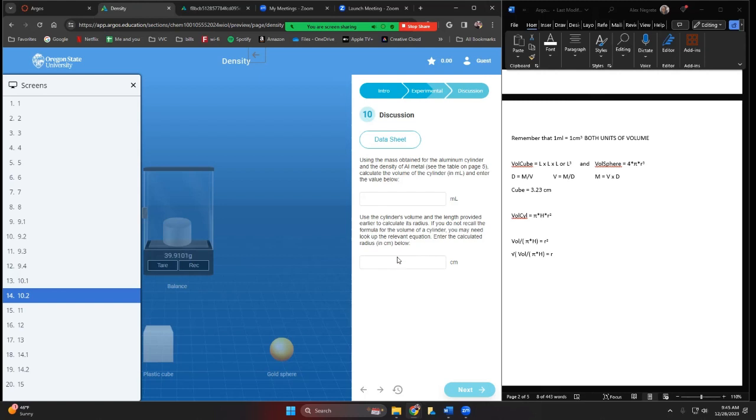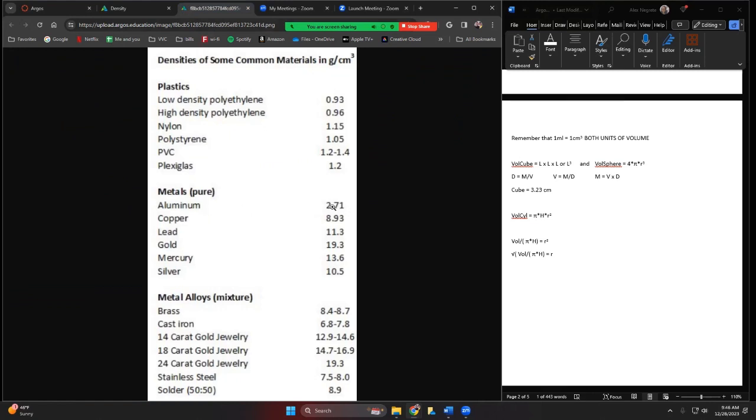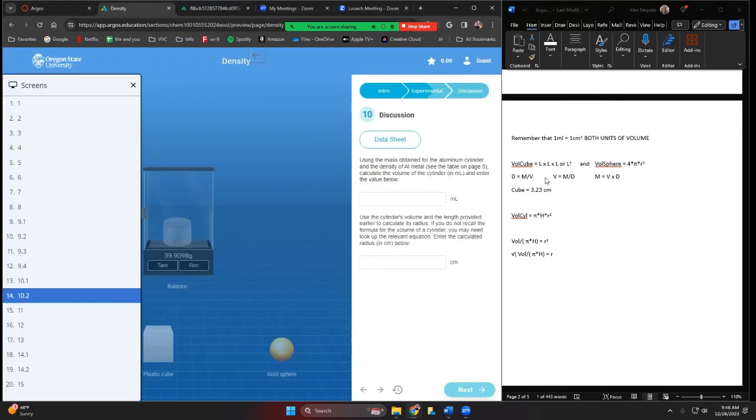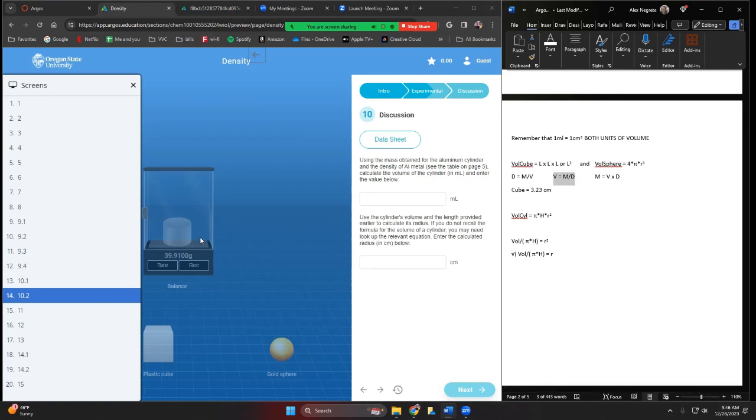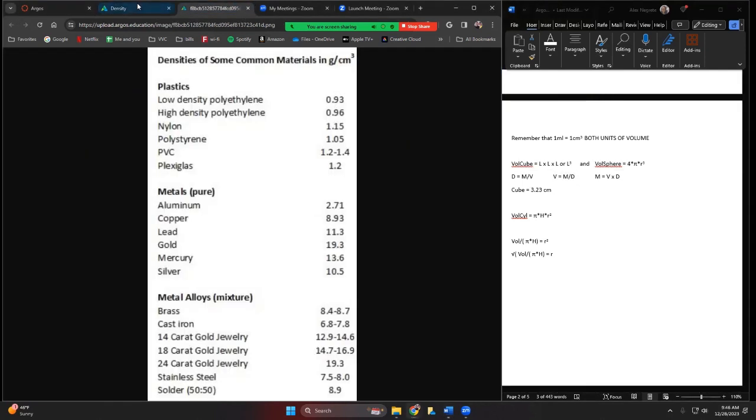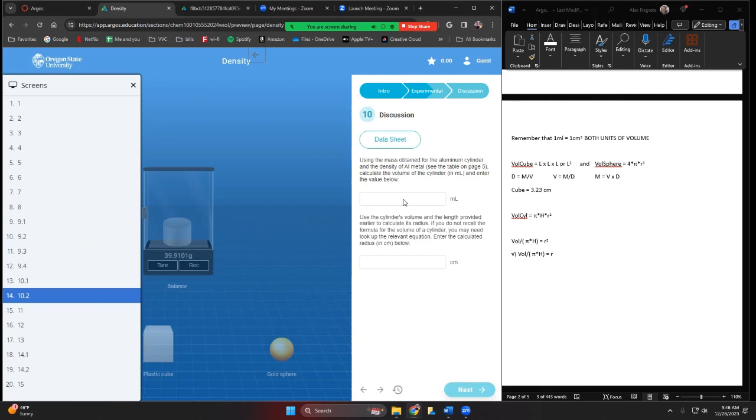Now, as far as the radius here, it's not calculated for the cylinder. We're using the mass of aluminum, and we're using the density of aluminum to calculate its volume, right? So this is where we're going to be using here, right? Volume is equal to mass divided by density. We get the mass from here, the density from here. We can calculate its volume.